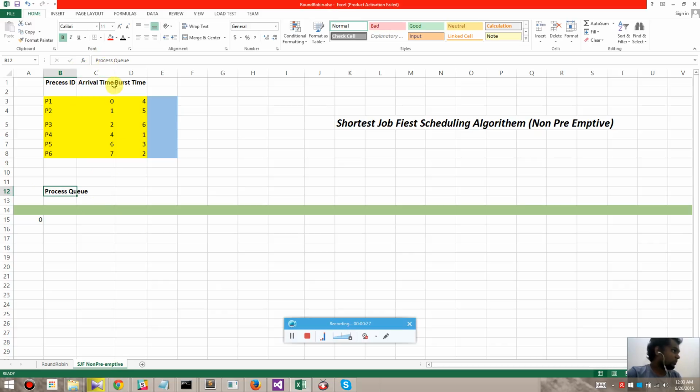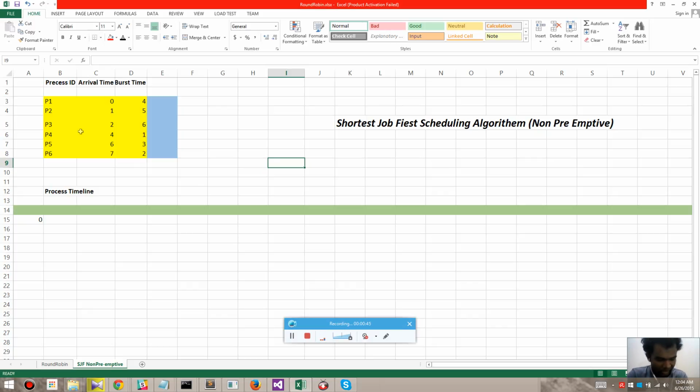This actually should not be the queue. This will be the timeline. I'll rename this as process timeline. Okay, let's get started.